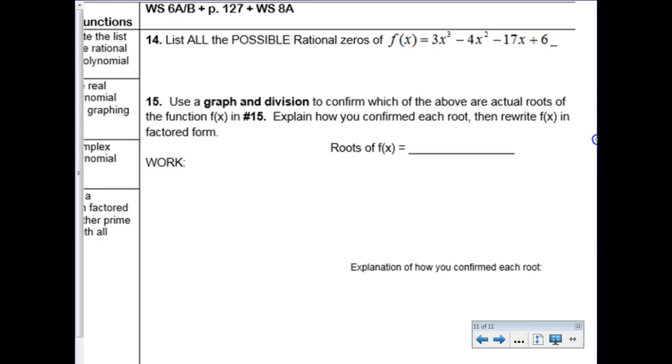All the possible rational roots. Here we go. I don't know what this line is. It's just nothing. All the factors of 6, what are they? 1, 2, 3, and 6.